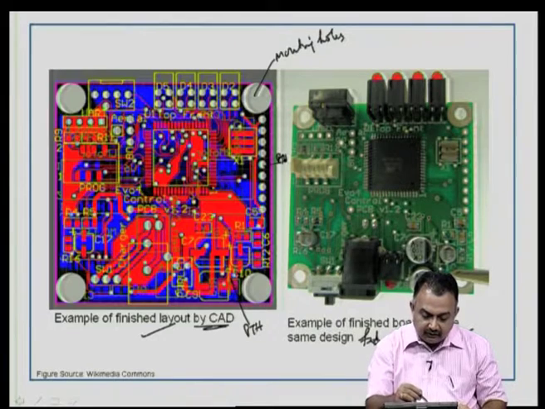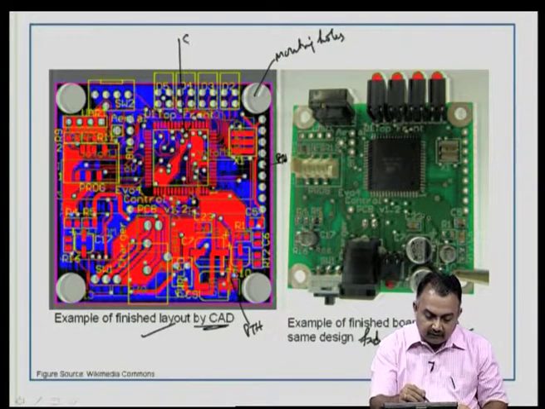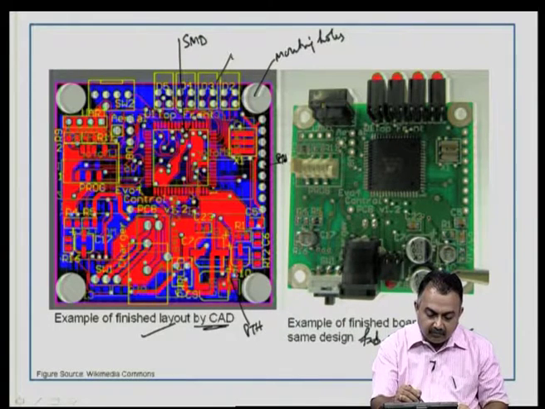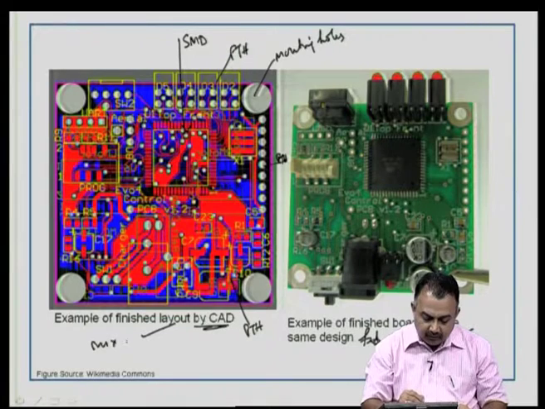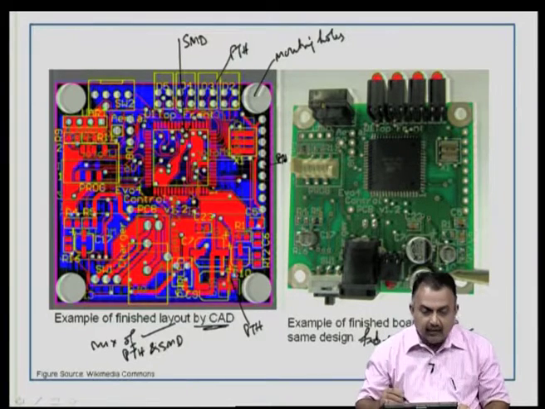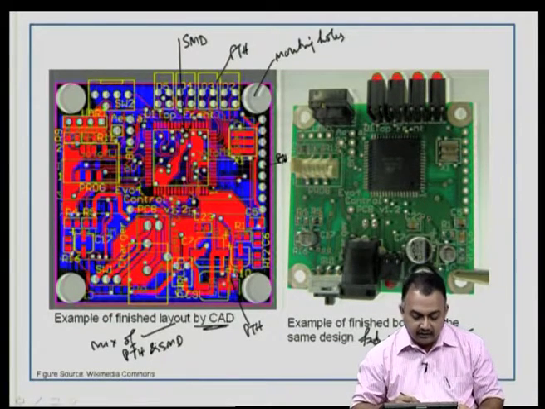You can also see surface mount. This is a surface mount device. Okay, these are all through hole components. So, it is a mixture of through hole and surface mount device layout that you see here in this picture.